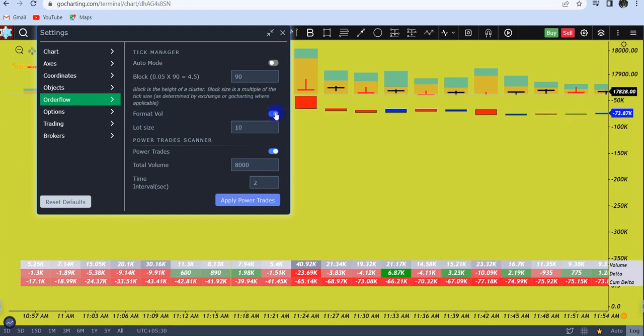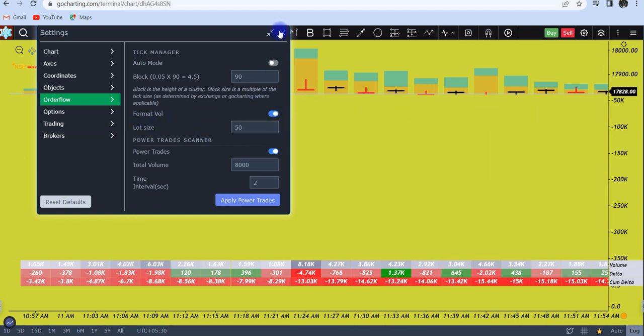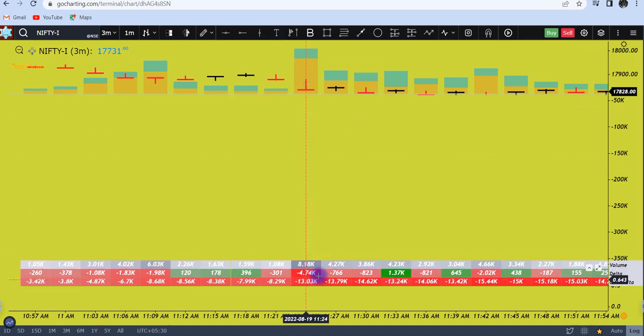If you want to look at this in contracts, you can also do that. You just have to go to format. Since this is Nifty, you just type in the lot size and there you go, and you can see it in terms of lots. So what you see here is almost 4.75k lots were sold more than were bought. So this is what delta is.